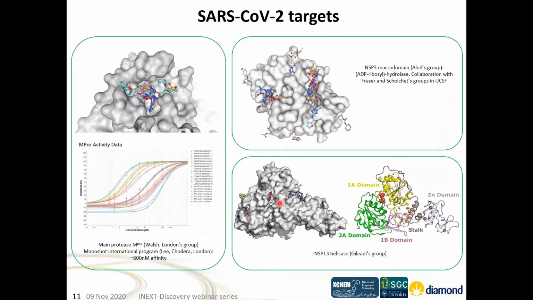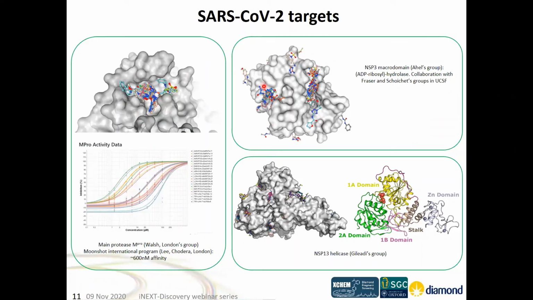And so what you can get out of such an experiment, those are examples that are very recent from the work we've done on SARS. The main protease, that was in collaboration with Martin Walsh and Neil Lonson's group. We did that screen within 3-4 weeks. And then the nice thing is that there was really a huge interest from the international community to suggest compounds to synthesize. That's the Moonshot program that was led by Alpha Lee, John Codera, Neil London, and Frank. And that led to some fragments now being in the 600 nanomolar affinity, which is very, very fast for going from a fragment into a reasonable lead compound.